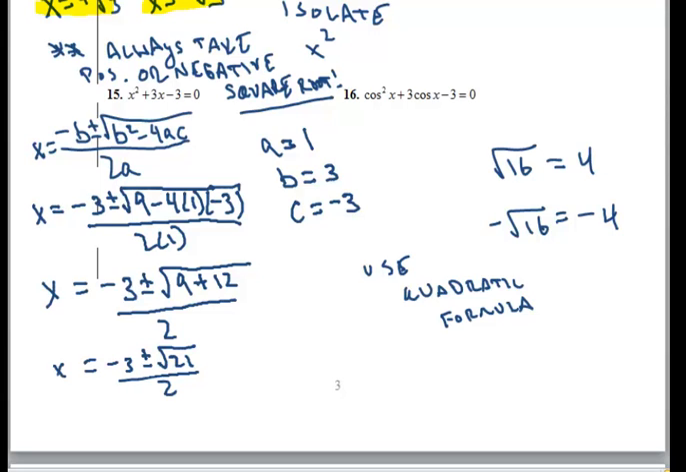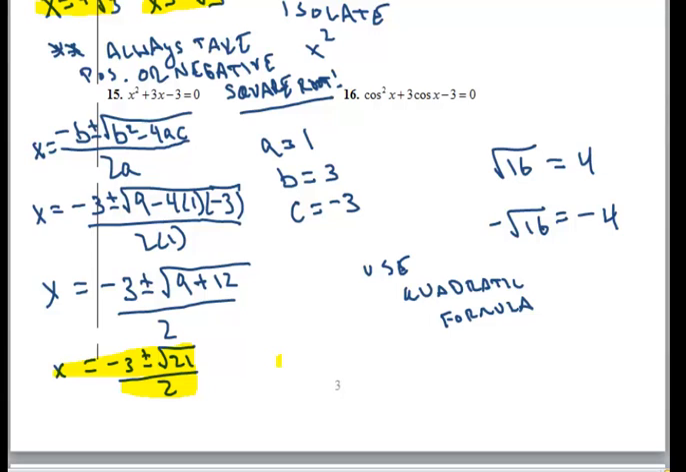And now, can that be simplified? No. Right? It can't be simplified, and the reason is that radical 21 is not going to break down at all. Radical 21 can't be broken down. So there are my solutions: negative 3 plus or minus the square root of 21 over 2.